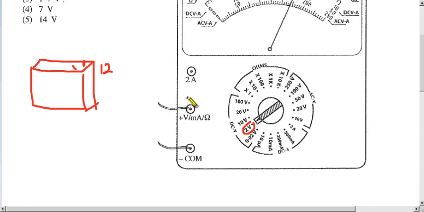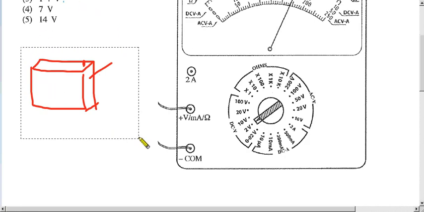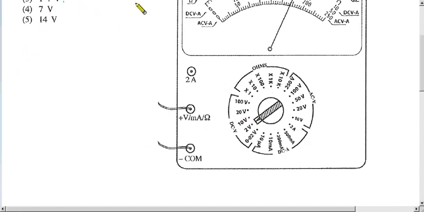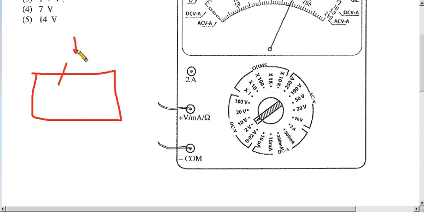Therefore, first of all, you should have an idea of your power source. Then only you should connect it, after turning the switch to the proper category and to the proper value. So here they have turned it to 2 volt. That means the circuit must have a voltage lower than 2 volt.